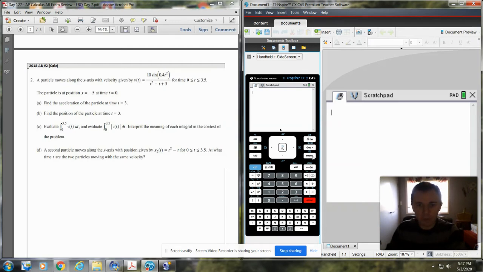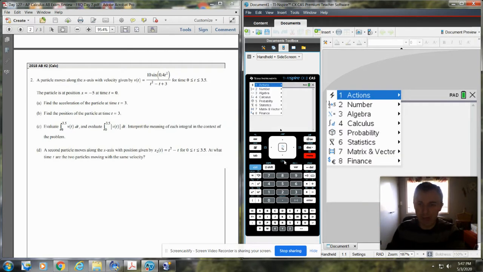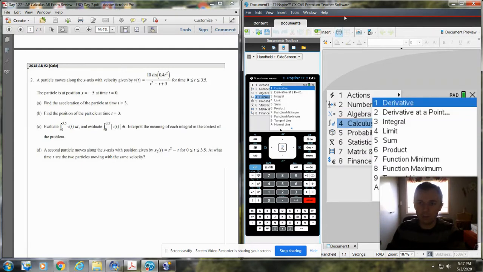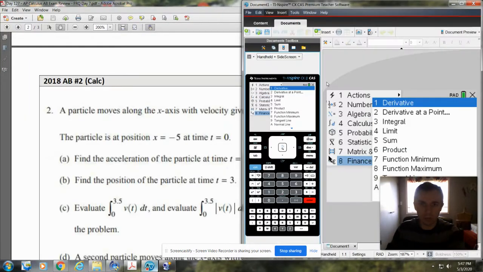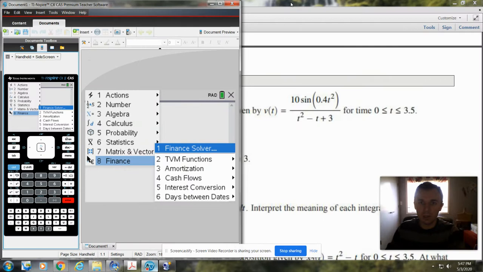So you want to go to menu in your TI-Nspire, and then you want to scroll down to calculus. So press enter there. And actually, let me move this around here.